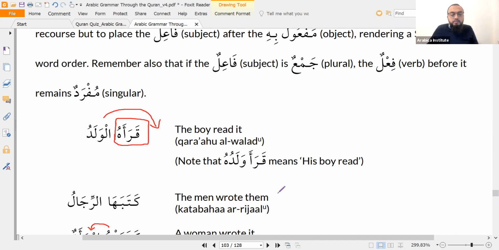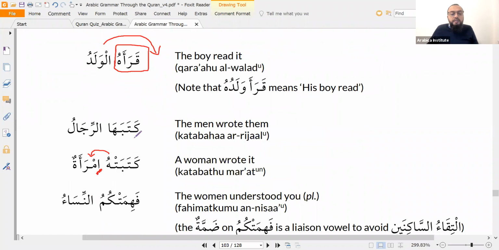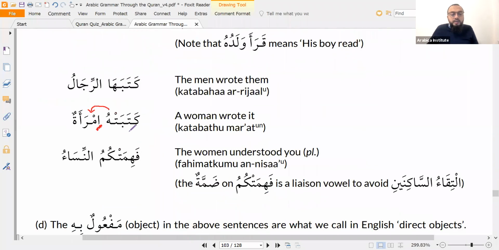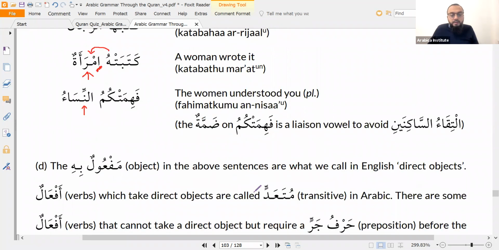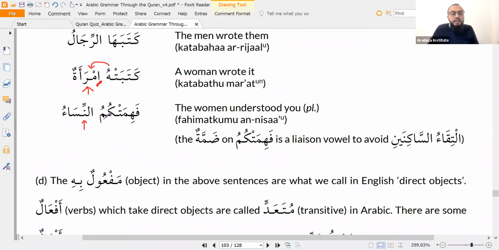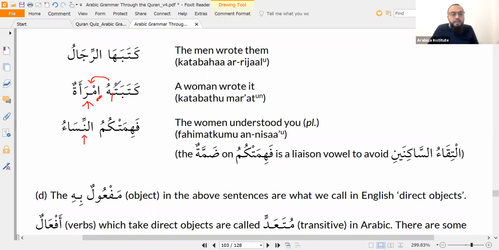All right. So here we have katabaha ar-rijalu, the men wrote them. Katabathu kumra'atun, and so on. So again, these are kept singular because you have the fa'il as a noun. Where the fa'il is an implied or an attached pronoun, then you'd make it plural. Right. So as you can see here, this pronoun here is your maf'ulun bihi, as is this one.